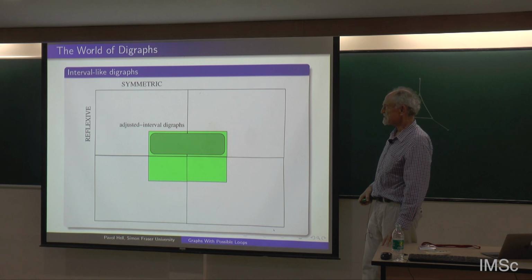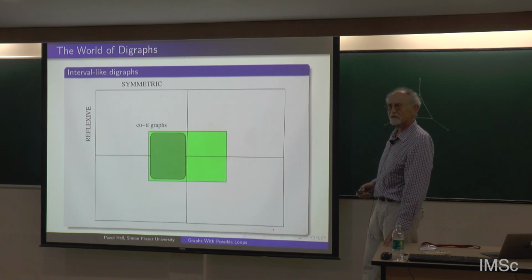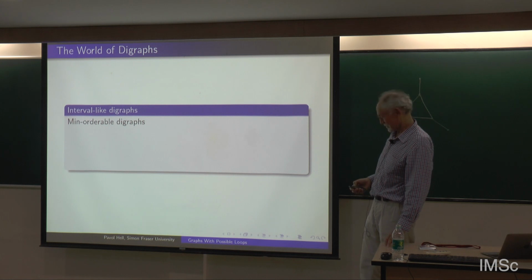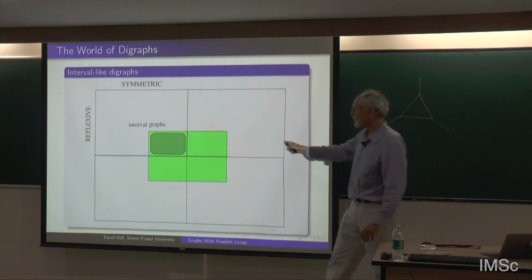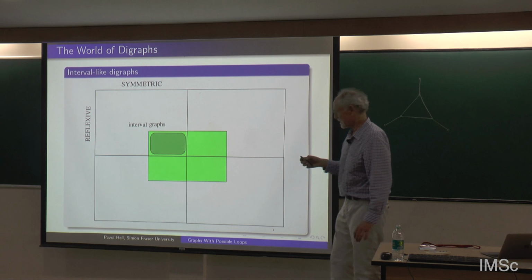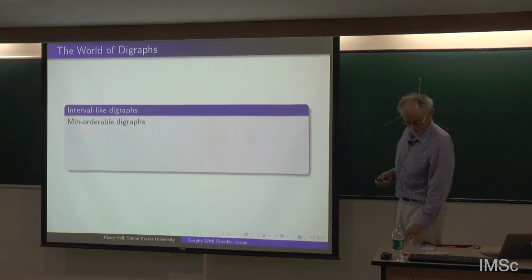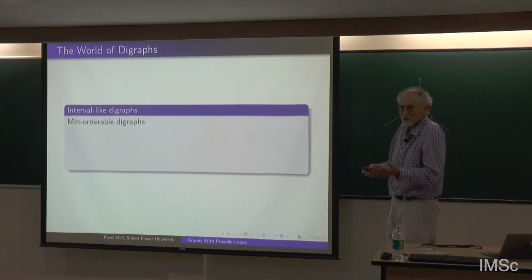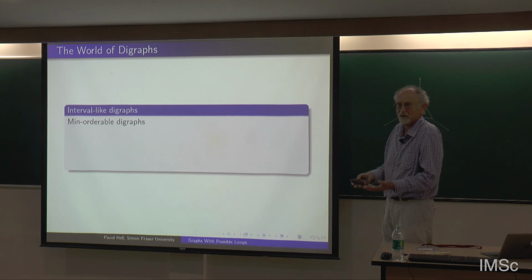If you look at reflexive, then we know that the garden, that nice generalization of interval graphs, is these adjusted interval digraphs. And if you look at the left rectangle, those are symmetric, undirected graphs with possible loops. Those were the complements of threshold tolerance graphs. And the common intersection is precisely the interval graphs. But I still don't know what the whole green space is. And of course, the natural expectation would be that those are the digraphs that have min ordering.